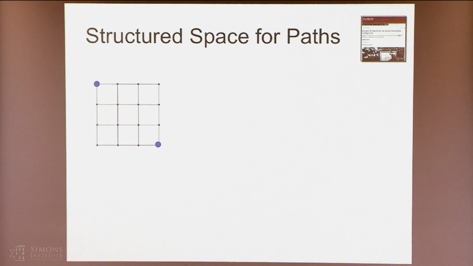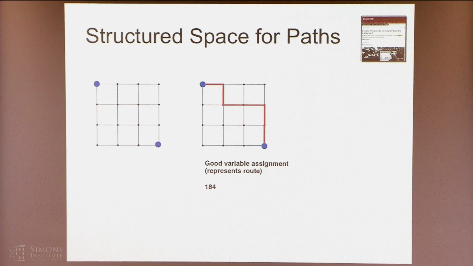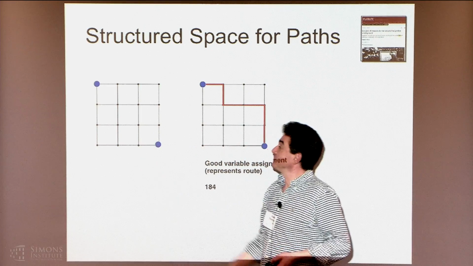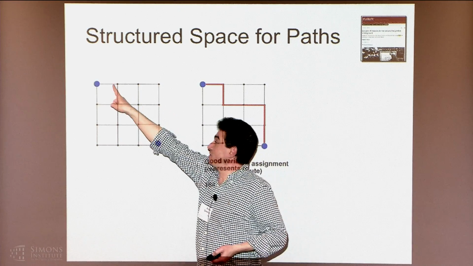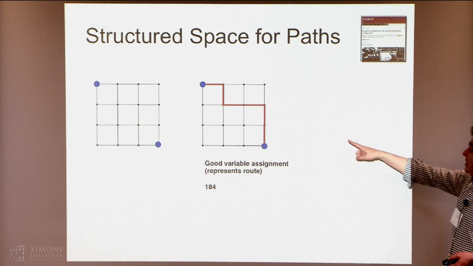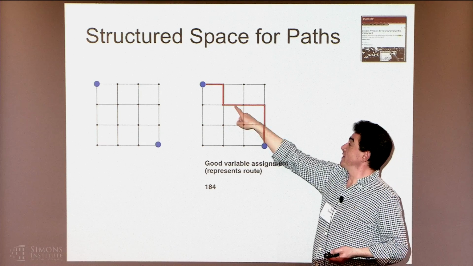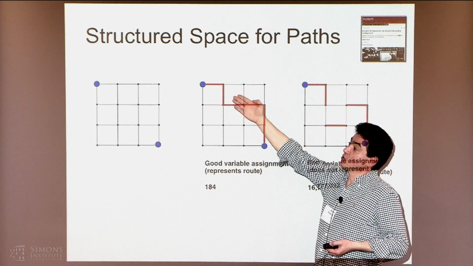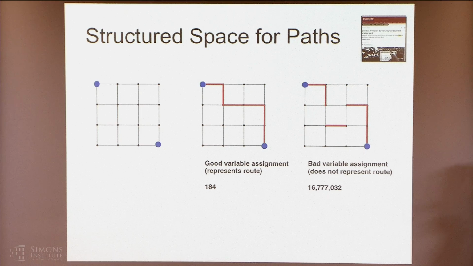You can do the same thing for routes. It's pretty simple. If you have, let's say, a grid, you have source, destination. You can include a Boolean variable for every edge, whether that edge is on the route or not, from the source to the destination. Here's the variable assignment, assigning true to these variables and false to the others, which corresponds to a route. Here's one that does not. Again, you can write a Boolean formula whose instantiations are precisely those that correspond to valid routes. And now you're ready to learn distributions over routes.